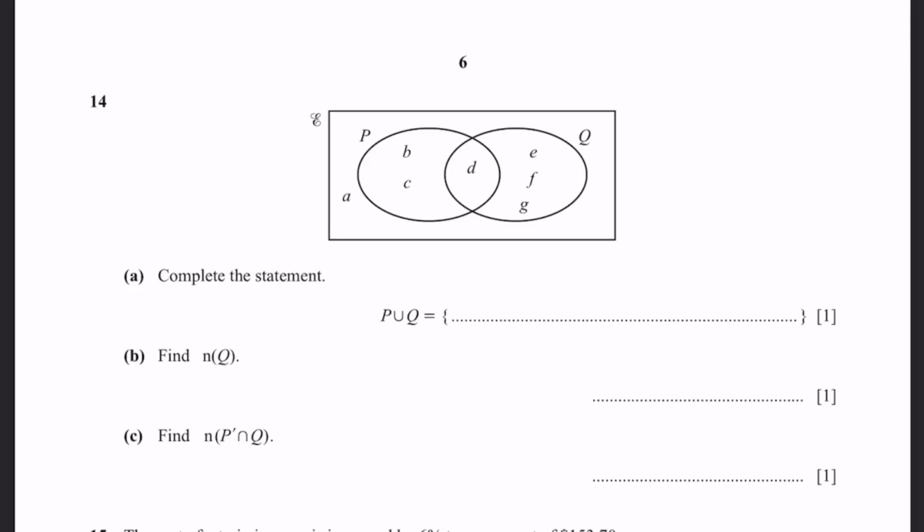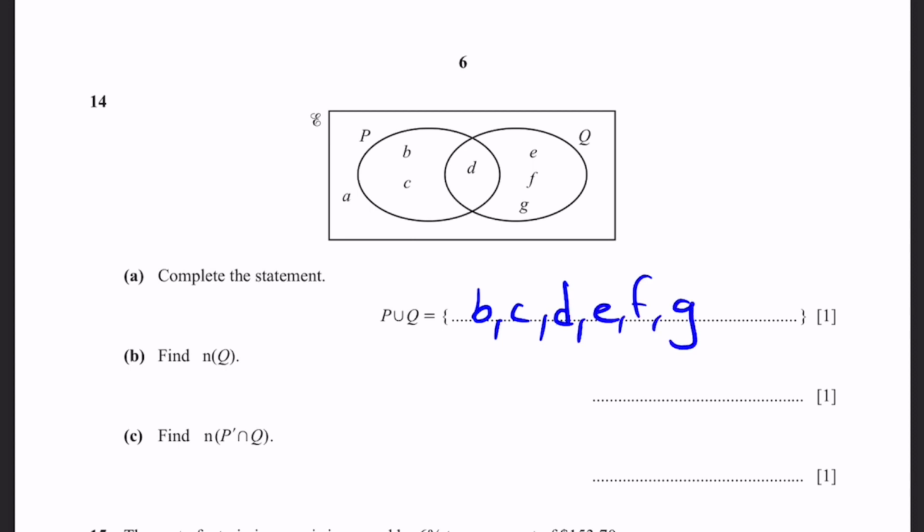Let's go to question 14. Question 14, A. Complete the statement P union Q is equal to dash. Well, P union Q is everything inside the two circles P and Q, which has B, C, D, E, F, and G. So that's what we need to write.